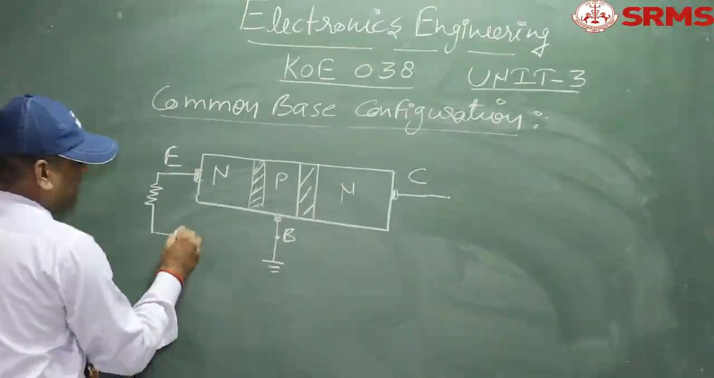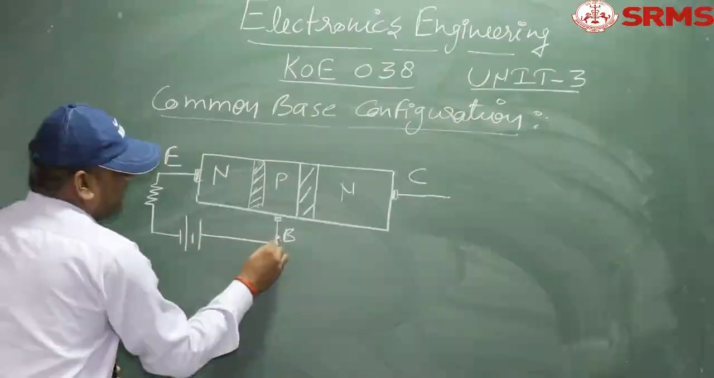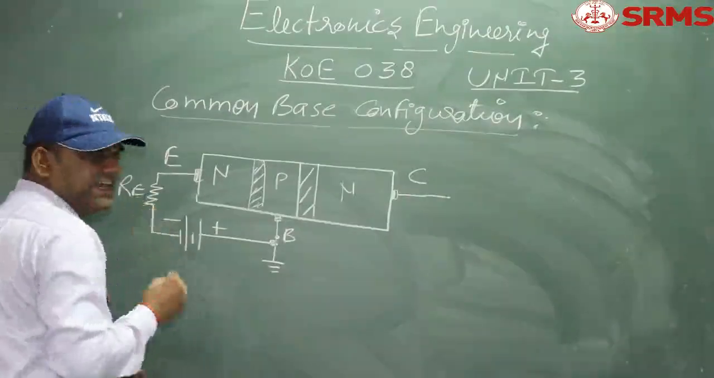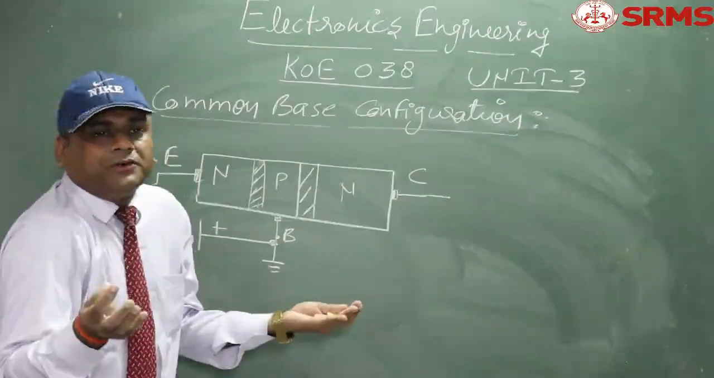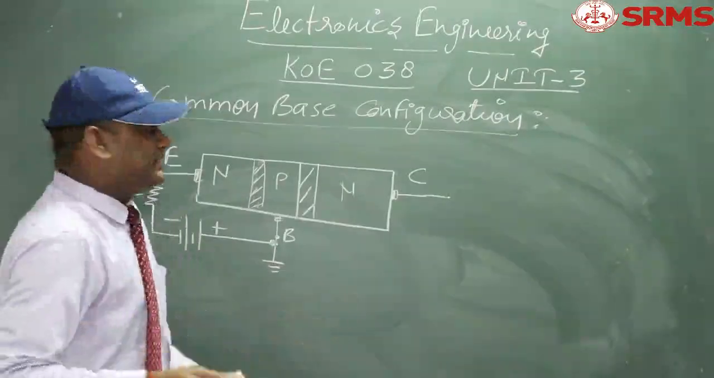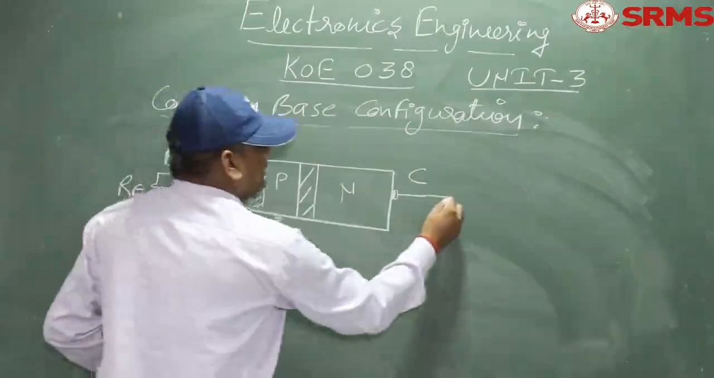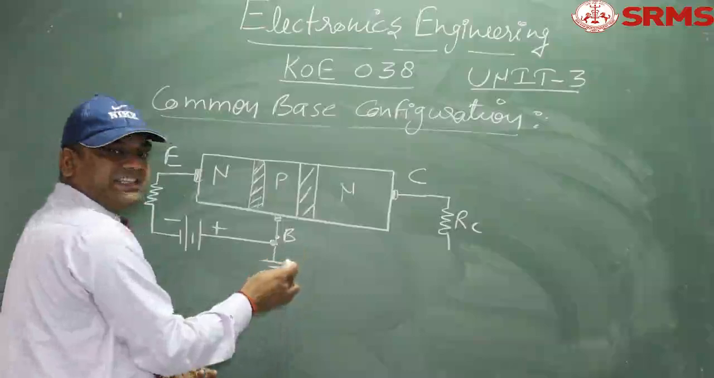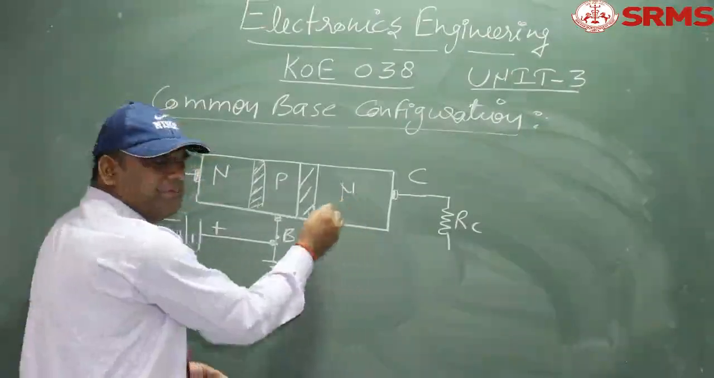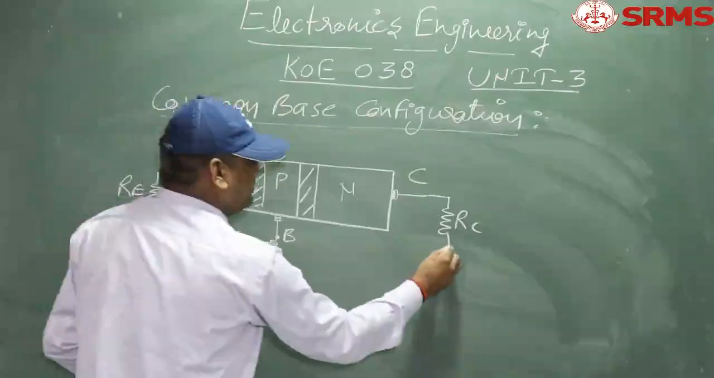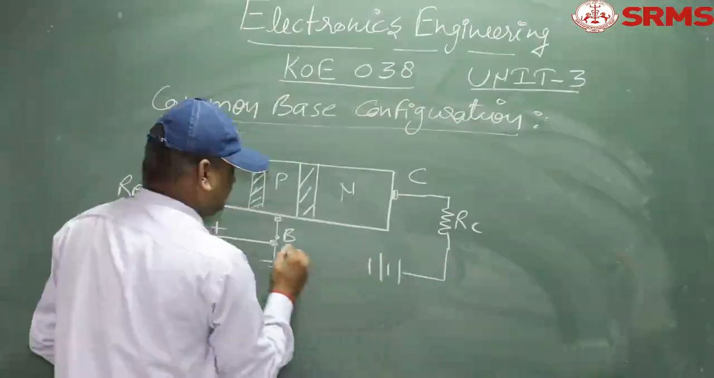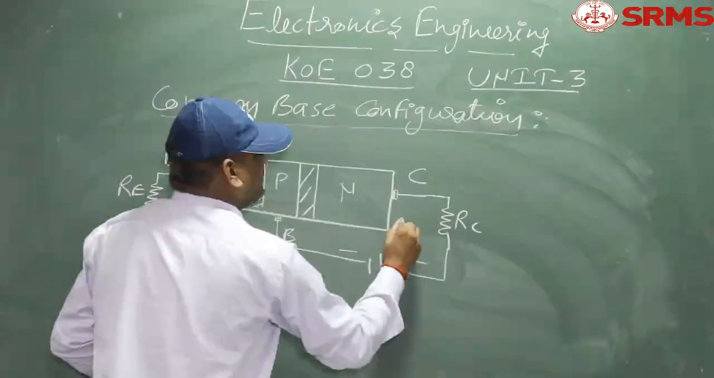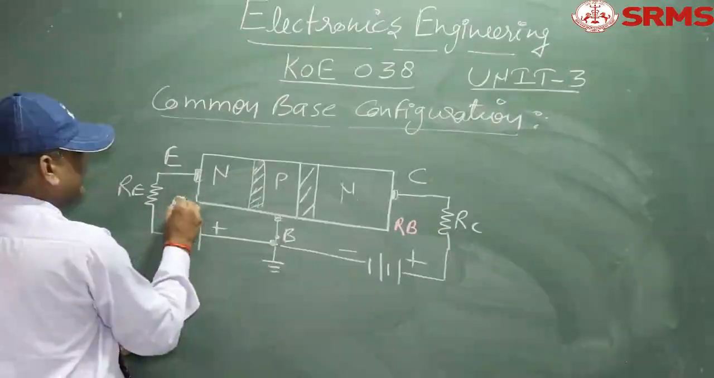That means N must be negative with respect to the base terminal, and here we are having RE. RE is your emitter resistance, basically the current control resistor. We can limit the value of current. Similarly, we are having RC, a current limiting resistor, and the collector base junction must be reverse biased. That means the N terminal must be positive. This is positive, this is negative. So here this is reverse bias, and here this is forward bias.